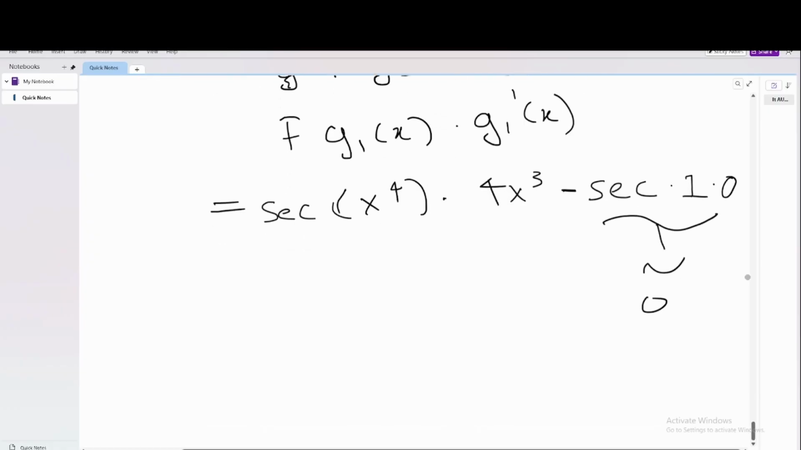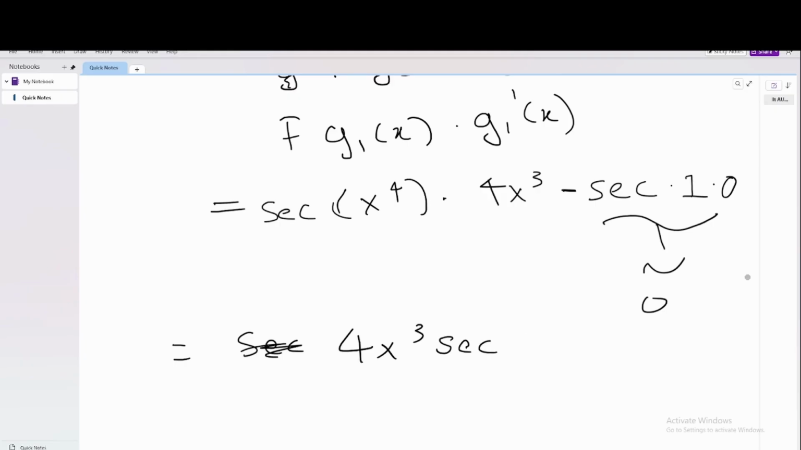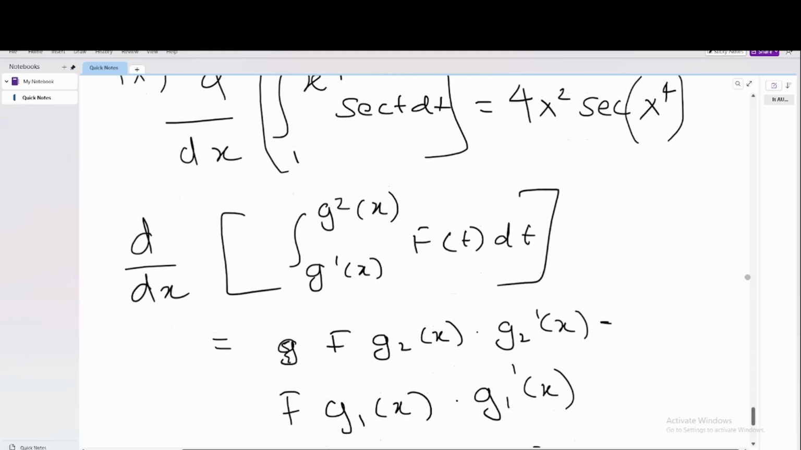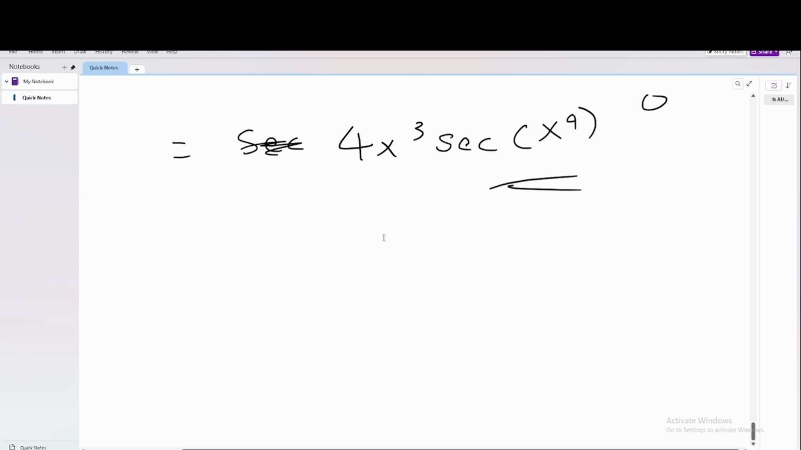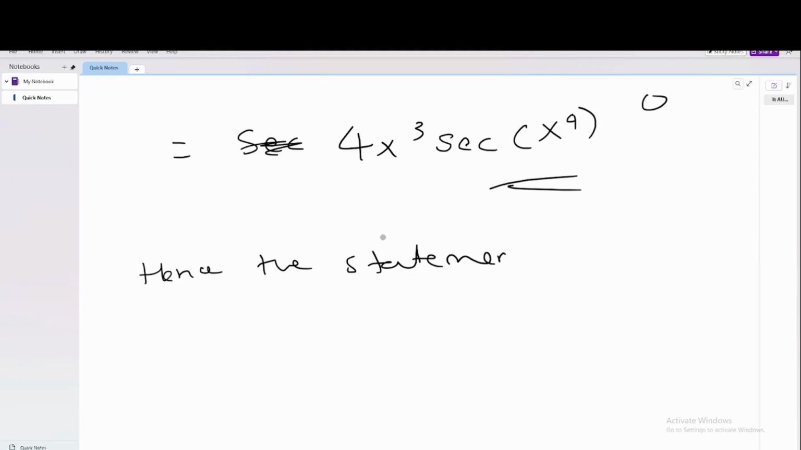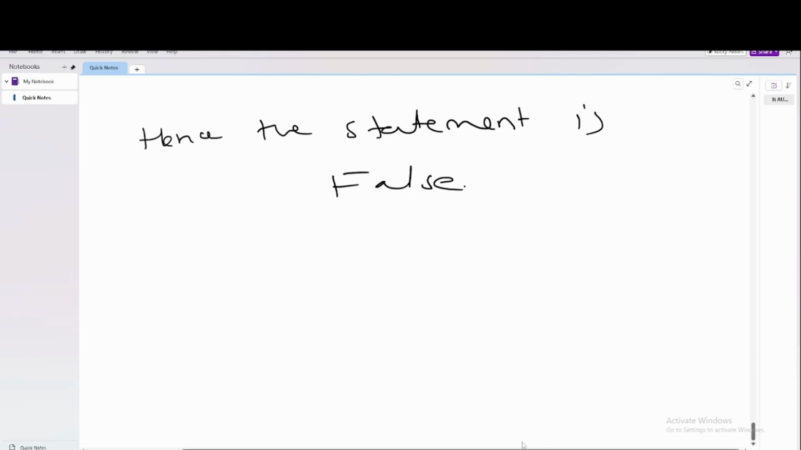So the final answer will be 4x cube into sec of x raised to 4. Hence the statement is false, because here it is given 4x square, but the final answer is 4x cube. So the statement is false.